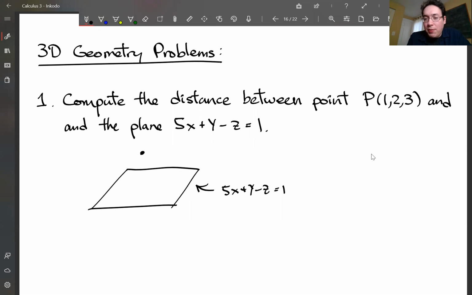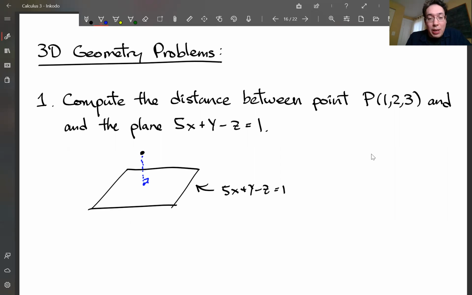So I just want to clarify the problem right off the bat. A plane consists of infinitely many points, right? And there's different distances to all of those points on the plane. But really, when it asks for the distance between a point and a plane, what they really mean is: what is the closest point in the plane to the point? Like, what's the shortest distance? That's what we're going to compute.